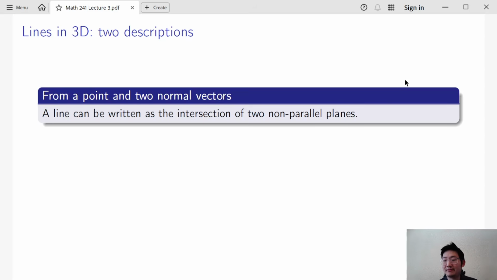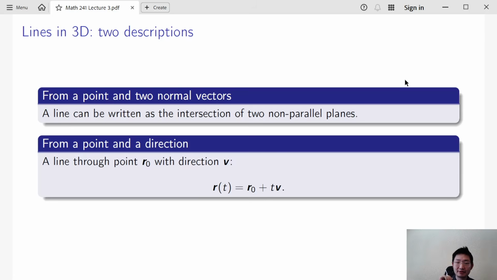And also the plane equations are coming from a point on the plane and the vector perpendicular to the plane. So the line equations are coming from a point on the line and the two vectors perpendicular to the line.